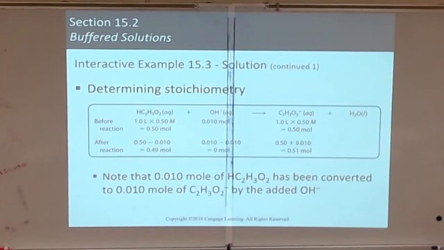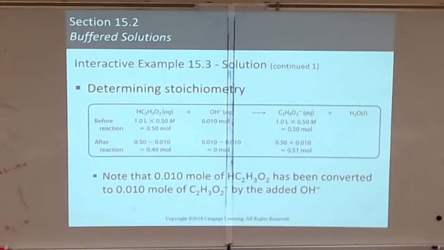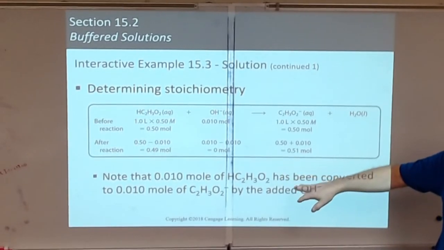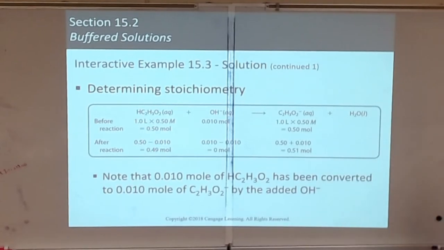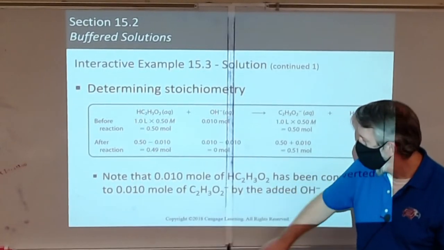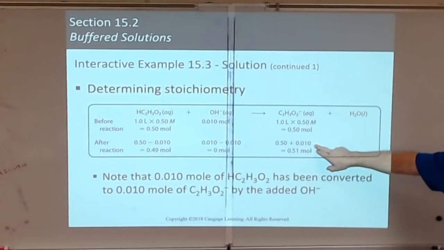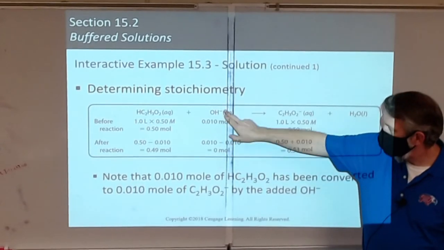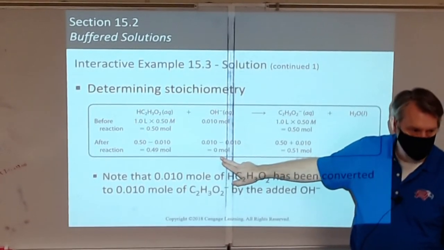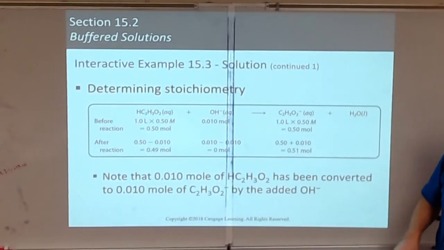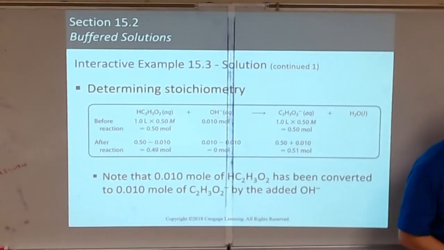There's our stoichiometry. I'm going to convert. It's going to just assume all of it gets used up. And so basically the 0.01 mole of acetic acid is now 0.01 mole of acetate. So I've added the 0.01 mole that was subtracted here. So the hydroxides get all used up. Now I have 0.051 moles. And the beautiful thing is now we can just do our math again.